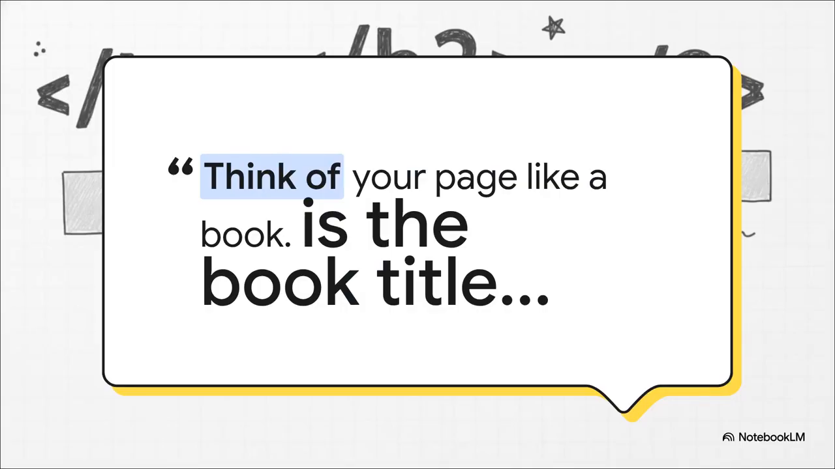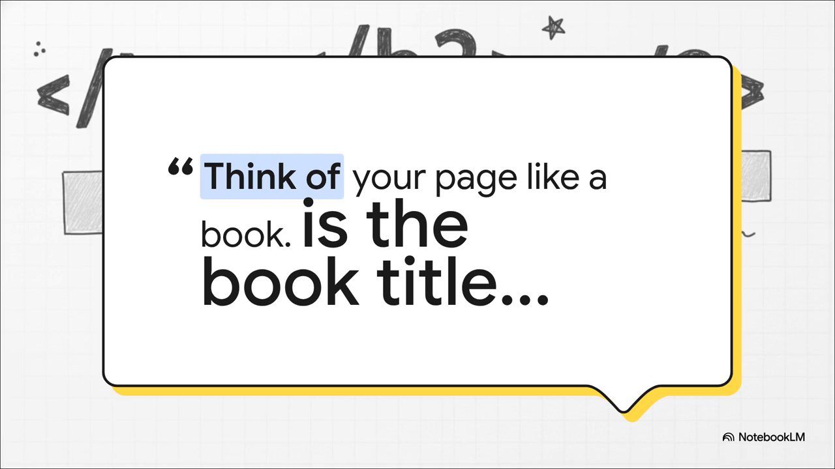Ultimately, the best way to think about your web page is to treat it exactly like a printed book. The H1 tag, that's the title printed right on the cover. You only get one title. The H2 tags are your major chapters, and the H3 tags are the specific subsections within those chapters. This analogy is perfect because it aligns the human user experience with exactly what the machines are looking for.